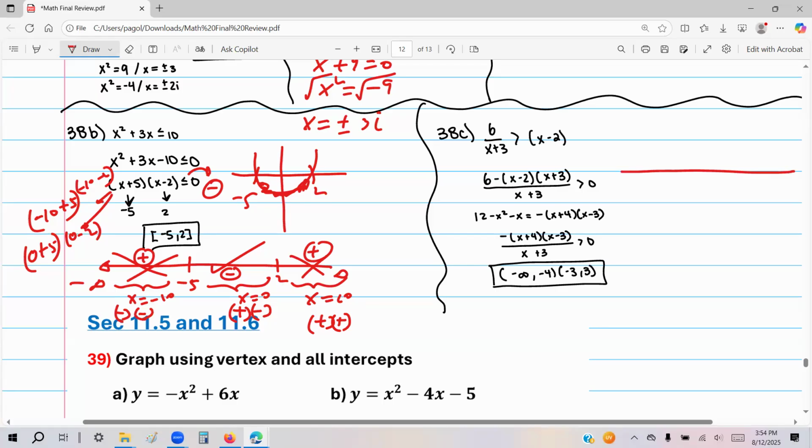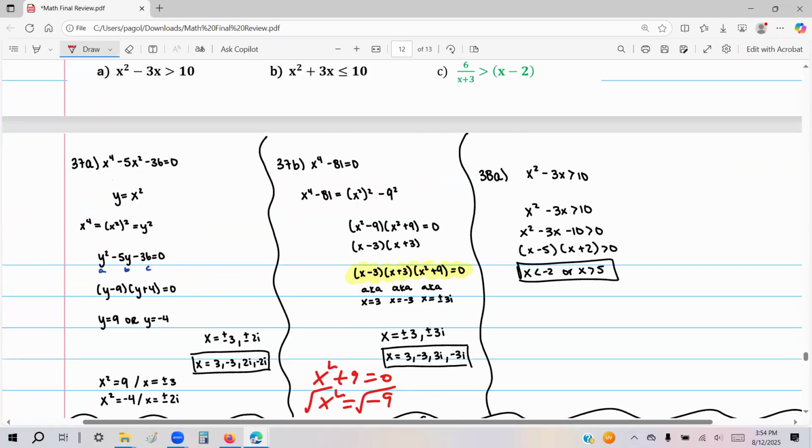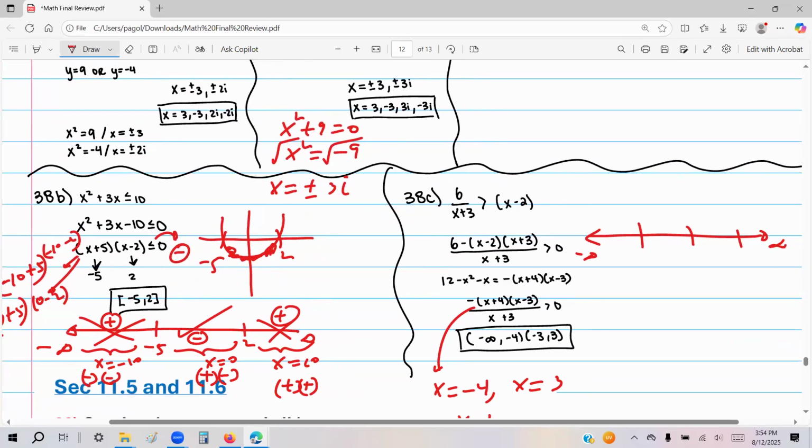So from here, you get x equals -4, x equals +3, and the denominator tells us that x cannot be -3. You place all of them here, from negative to positive infinity. And then you test one of them: -4, -3, +3. Pick something here, here, here, and there, and then do the same thing we did here.